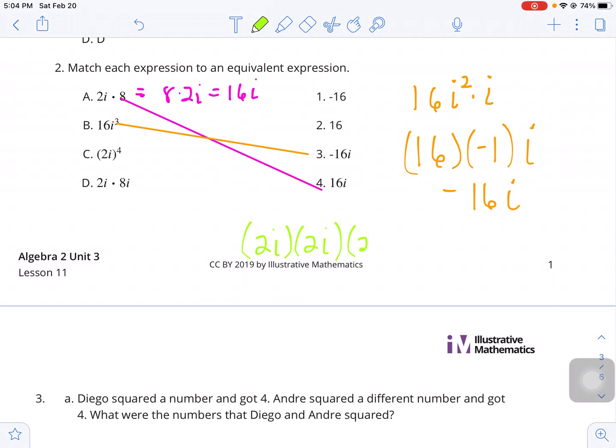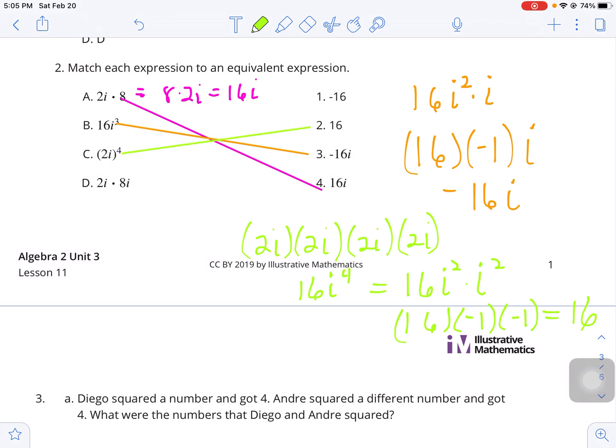So we can multiply all of those 2's together and we'll get 16. And then we have i to the 4th, which is the same thing as 16 times i squared times i squared, which is the same thing as 16 times negative 1 times negative 1, which is the same thing as 16. So when you step it out like that and separate it, we're going to get 2 for letter C.